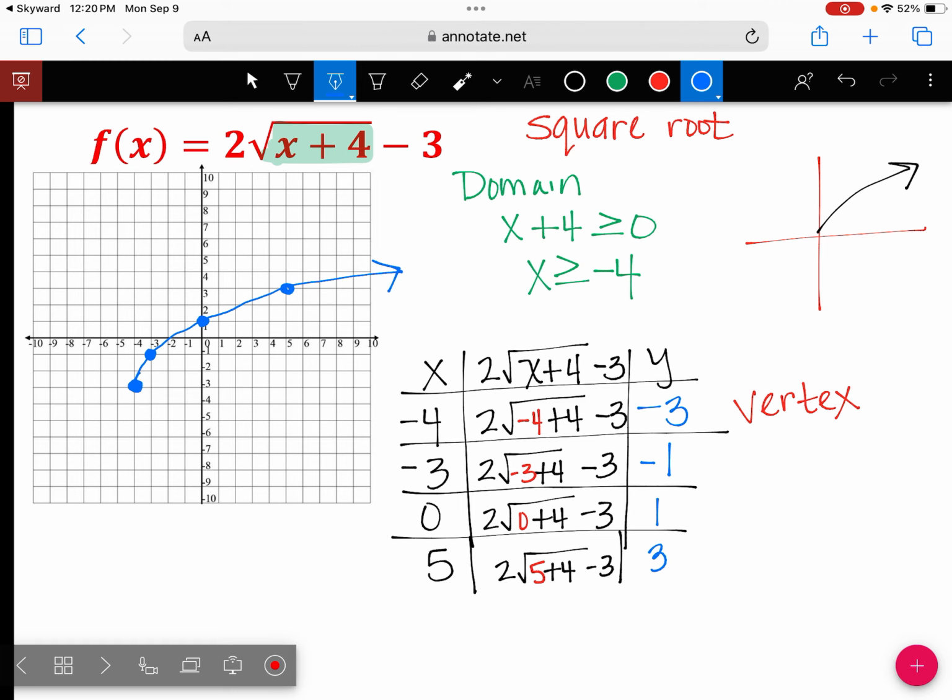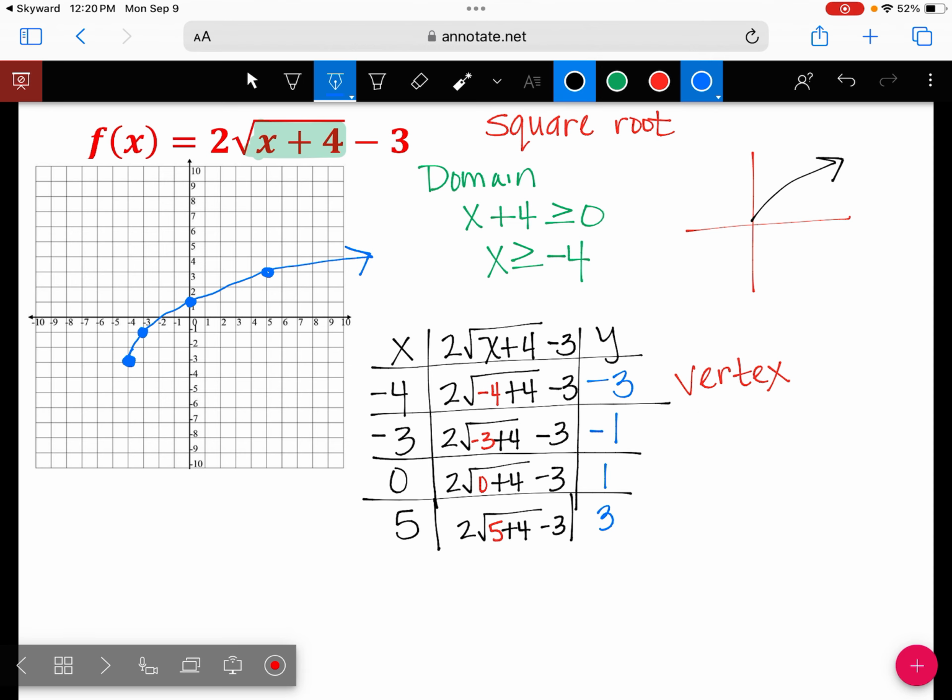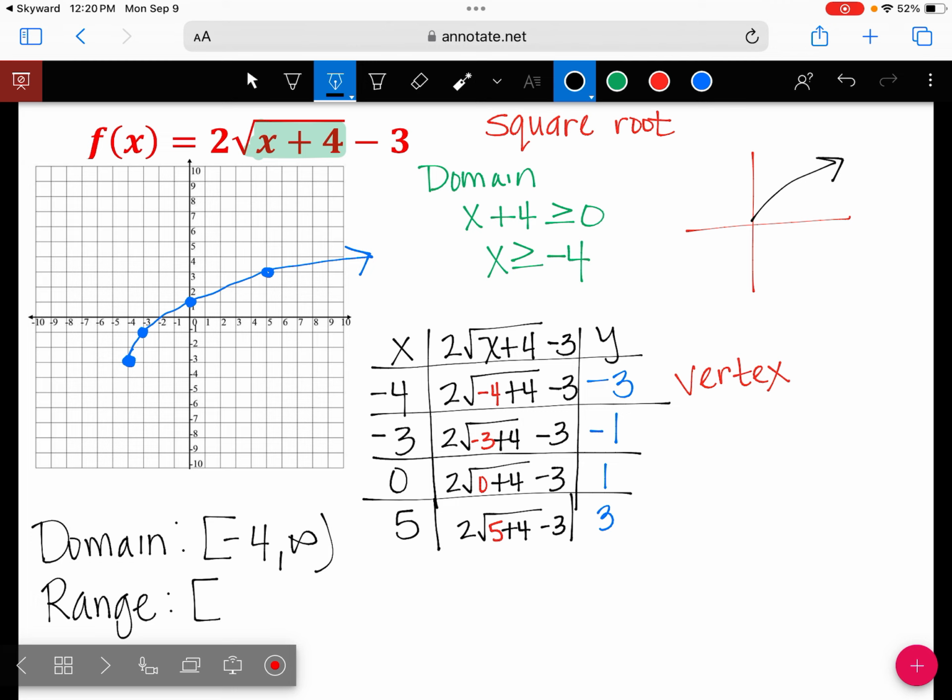Don't put 2 arrows on this graph, because this graph has a domain restriction. If you put an arrow on both sides, that means the domain is all real numbers, and it's not all real numbers. So for this graph, your domain, we already wrote it, I'll just write it again, would be bracket -4 to infinity. And our range would be what? -3 to infinity.